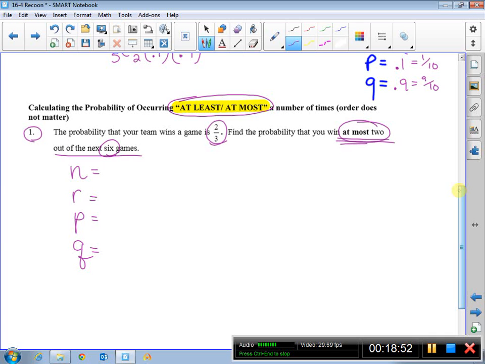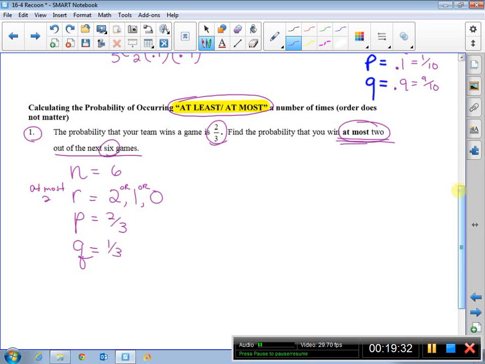So, N, the total number of games. R, the number of wins I am looking for. Now, it says at most 2. So out of 6 games, if I'm looking for at most 2 wins, that's 2 wins, or 1 win, or no wins. Notice we're using the word or. At most is the top. The probability we win is 2/3, so the probability we do not win is 1/3.